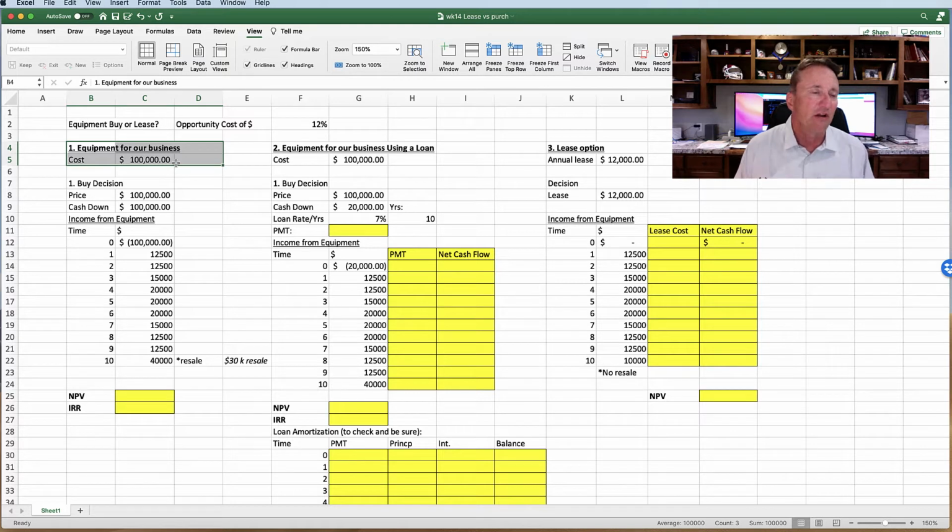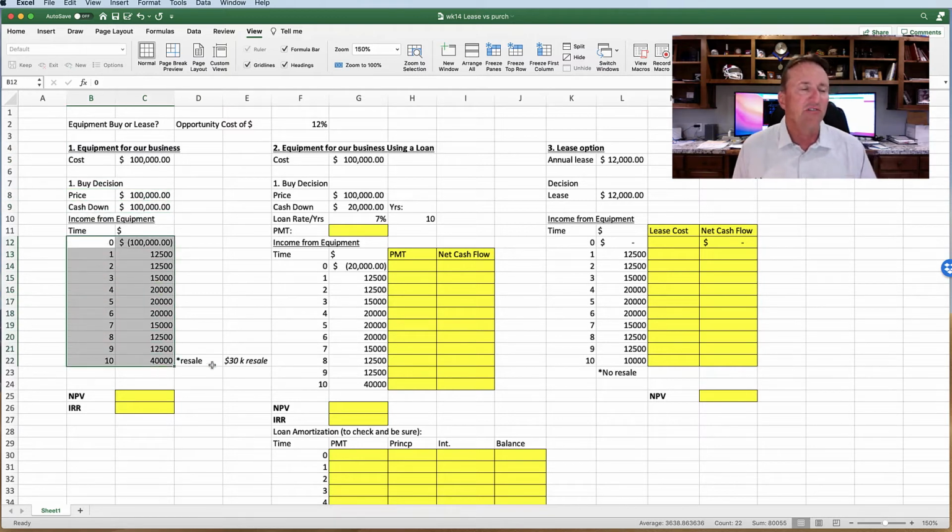We're going to look at buying it at first for $100,000. The price is $100,000. We're going to pay cash down of $100,000. So I set up the time value of money. Now, each of these cash flows that we've estimated, we can earn money on it.